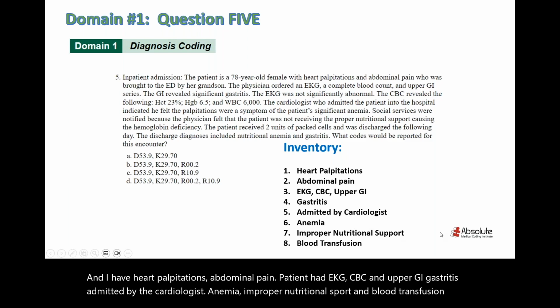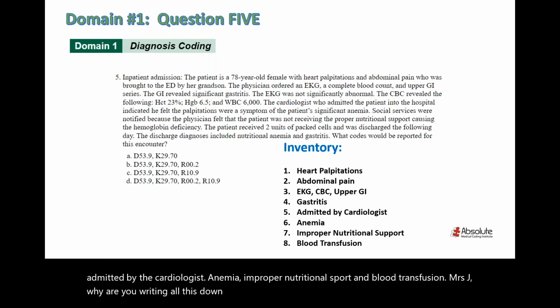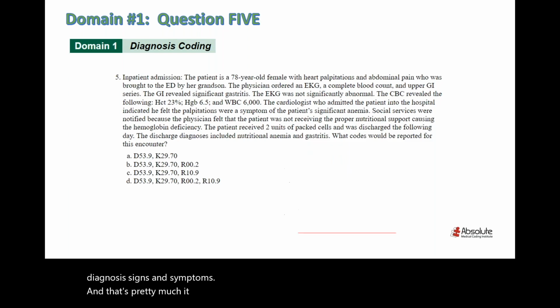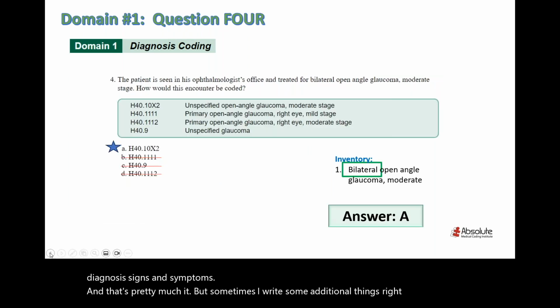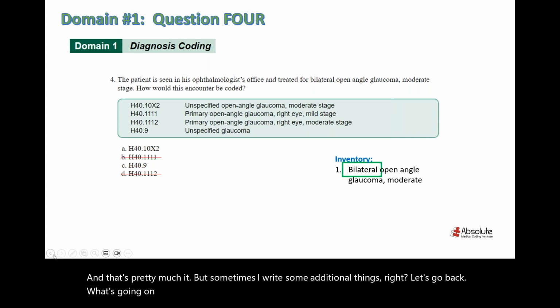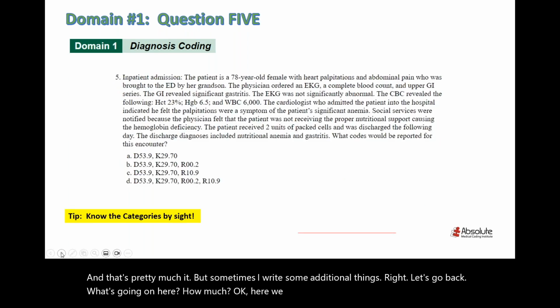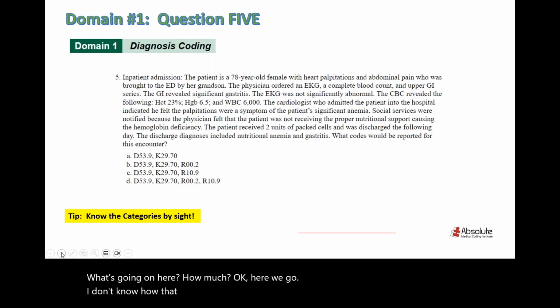Mrs. J, why are you writing all this down? Because I'm extra. All you need to write are the diagnoses, signs, and symptoms, and that's pretty much it. But sometimes I write some additional things, right? Let's go back. What's going on here? Okay, here we go. I don't know how that happened.